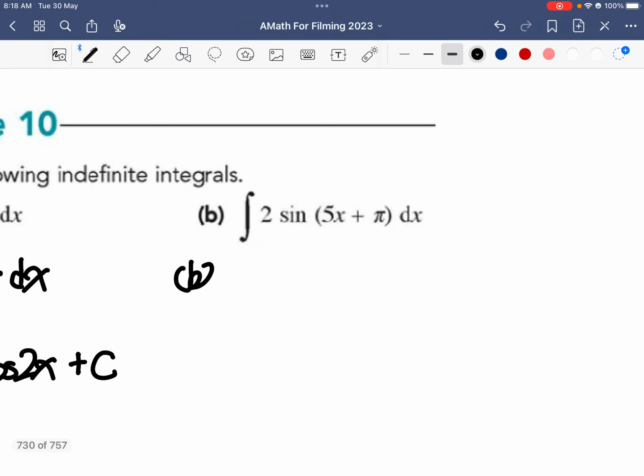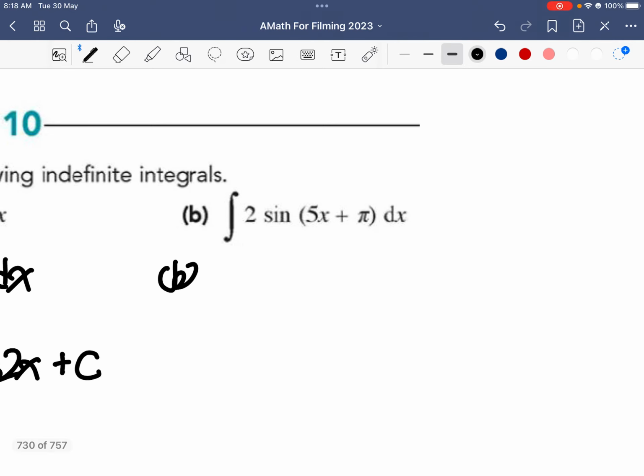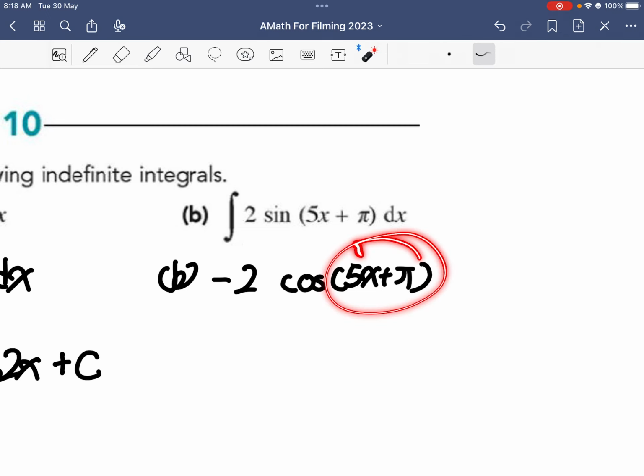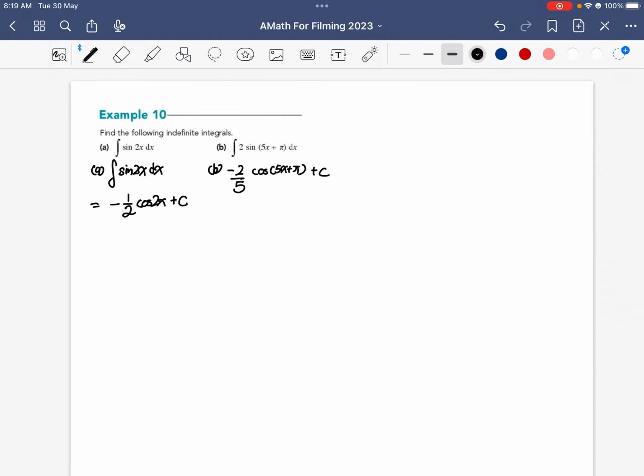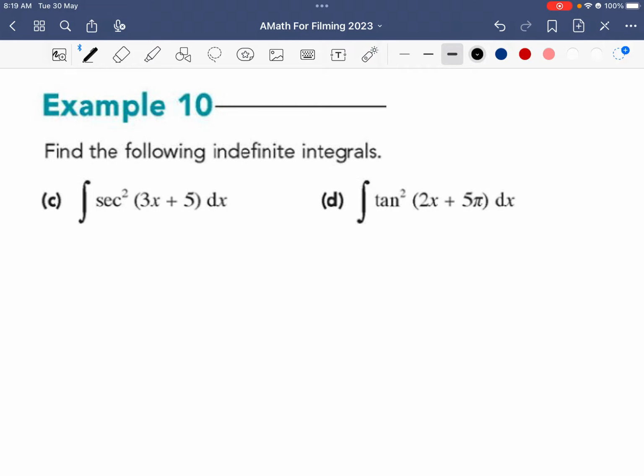For part B, what we have here is this. First and foremost, sine integrated will give you negative cosine. So what we get is negative 2 cosine of 5x plus pi. Then we need to differentiate 5x plus pi with respect to x, which gives you 5. Pi will just become 0. So you need to divide by 5. So it's negative 2/5 cosine 5x plus pi plus c.